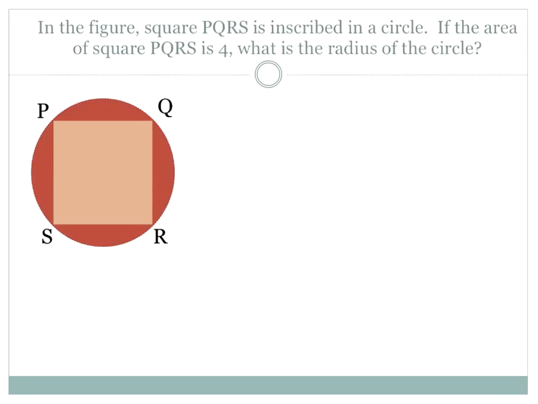So with that in mind, let's look at this problem here. It gives us a figure, square PQRS. It says PQRS is inscribed, meaning it is within the circle and it touches each corner of that circle. If the area of the square PQRS is 4, what is the radius of the circle?